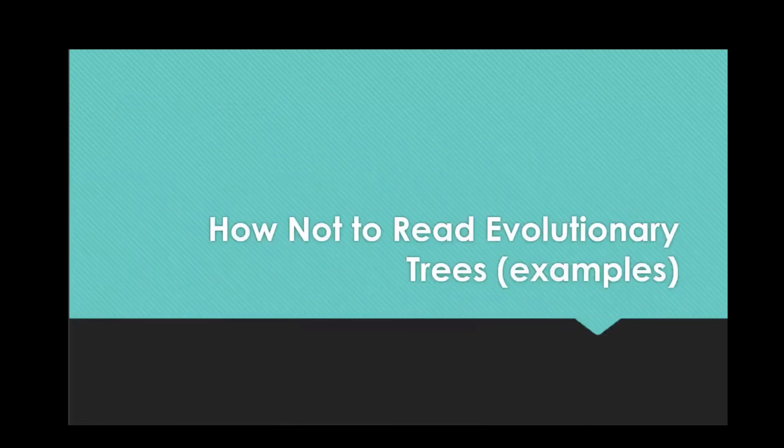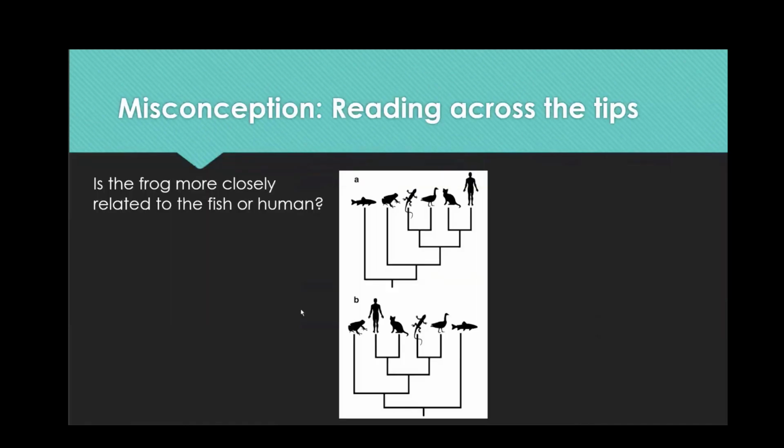And more important in a way is actually how not to read evolutionary trees. And here I just give a couple of examples. As I said, in the paper there's many more. So one problem is people are reading across the tips, which means oftentimes a tree is drawn like this. And then people might wonder, is the frog more closely related to a human or to a fish? And if you just look at this naively, you say, a frog is most closely related to a fish because they're just neighbors the way it's drawn.